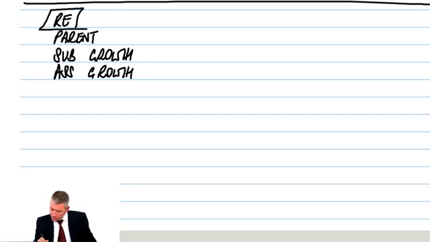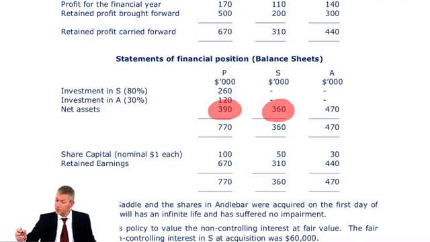So where are we now? There we go, into the notes. Just get rid of those two red blobs. Here it is. Can you see the pink figure of 100? That's the parent share capital. And just next to it, can you see the parent retained earnings at the year end?